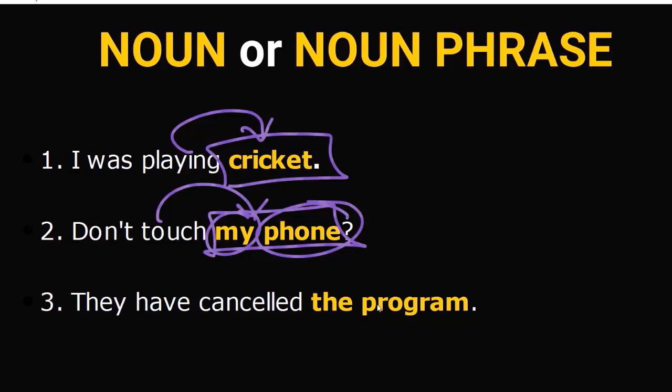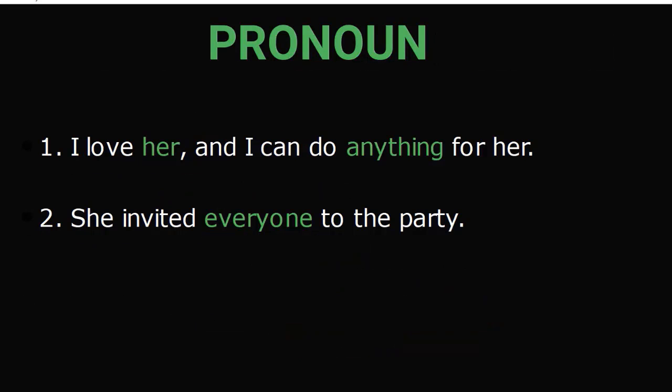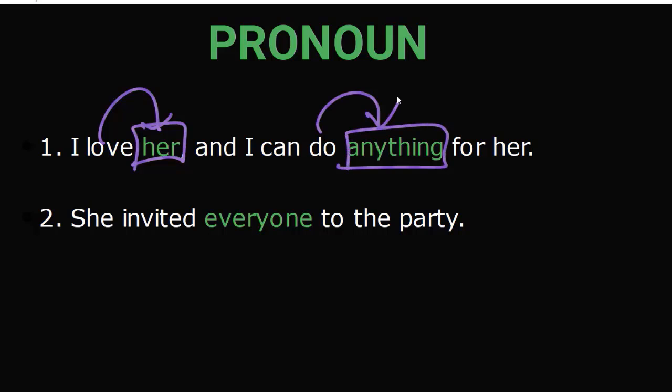Determiner plus a noun, noun phrase, right? They have cancelled the program. They have cancelled what? The program, a noun phrase, determiner plus a noun. So it can be a simple noun, one word, or a noun phrase, a group of words, a phrase working as a noun, right? It can also be a pronoun, which is very simple. I love her and I can do anything for her. I love whom? Her. Pronoun. And I can do anything. I can do what? Anything. So her and anything are pronouns here.